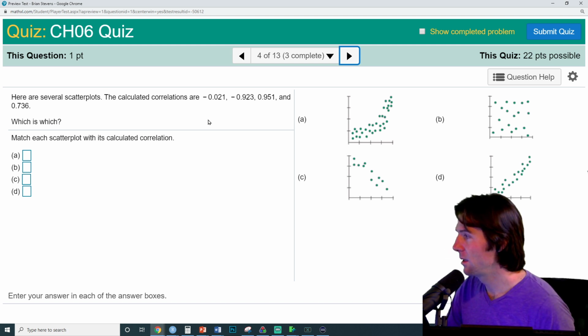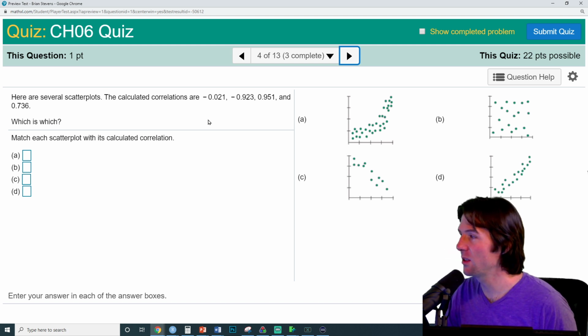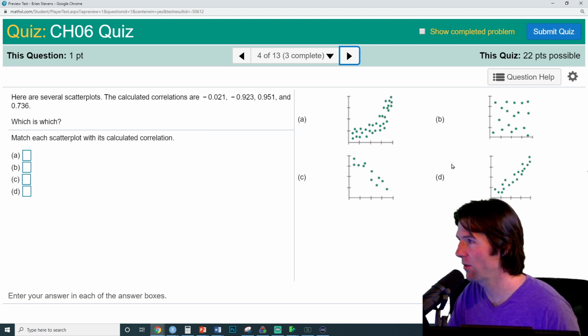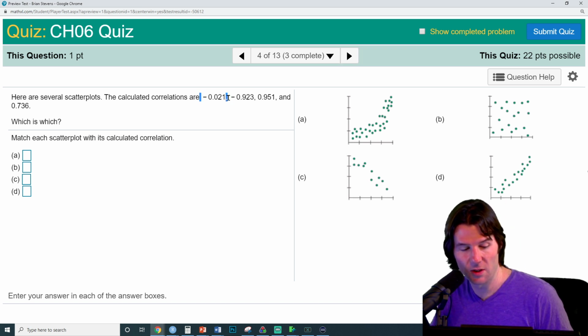Okay. This one's a little bit tougher. Which one of these looks to have a correlation close to 0? Graphic A, B, C, or D? B. So the one that's closest to 0 is this.